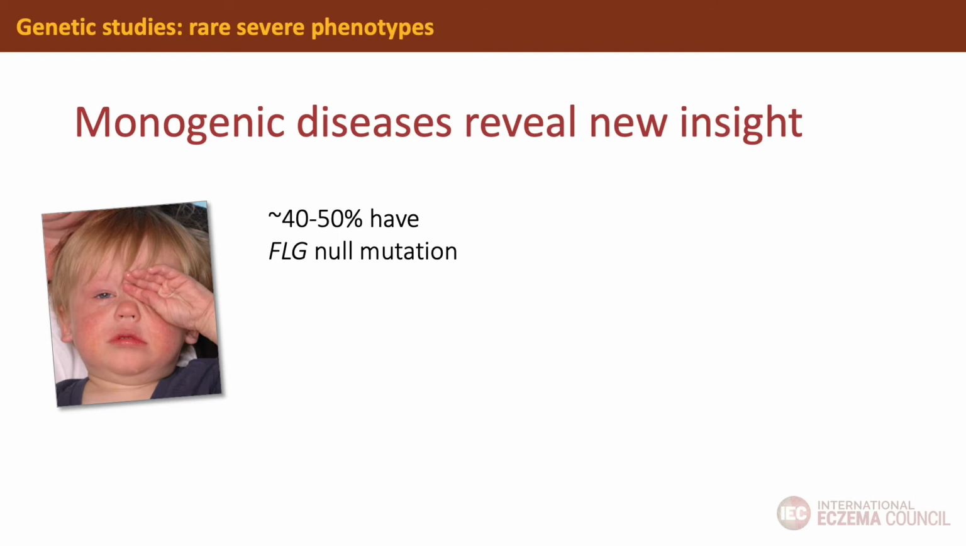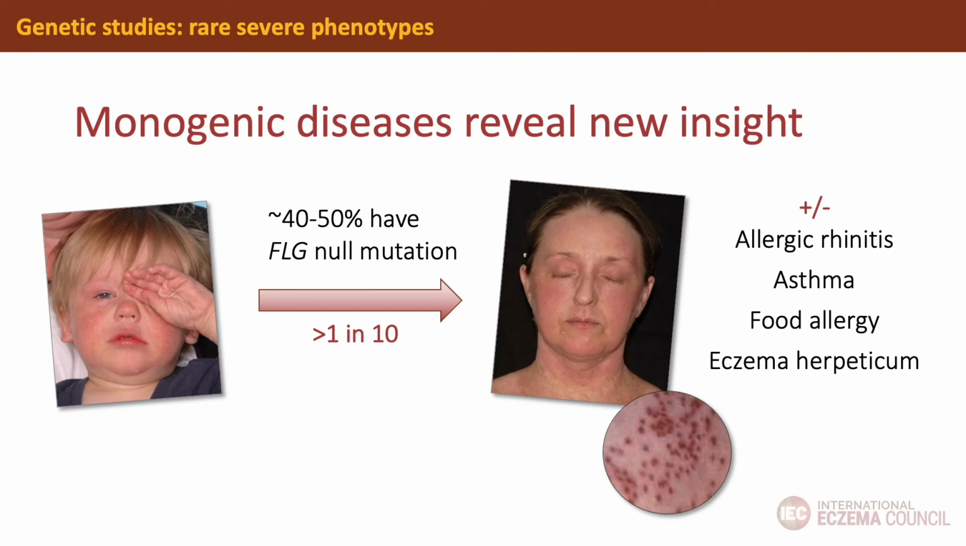So moving on to monogenic diseases. These have revealed new insights into atopic pathophysiology, of which loss-of-function mutations in the filaggrin gene are the best known and best studied example. So taking the phenotype of a child with severe early onset atopic dermatitis, up to 50% of children with this phenotype will have a filaggrin loss-of-function mutation, either 1 or 2 loss-of-function mutations, and of these children, more than 1 in 10 will have severe lifelong atopic dermatitis, often associated with other atopic or non-atopic comorbidities.